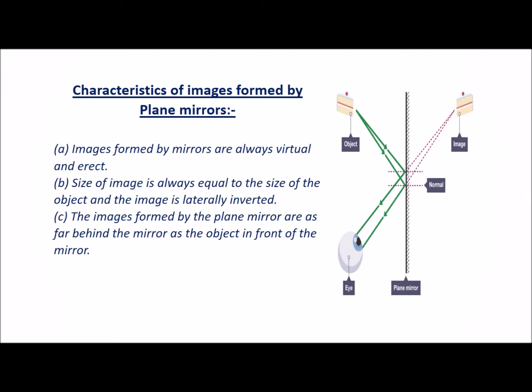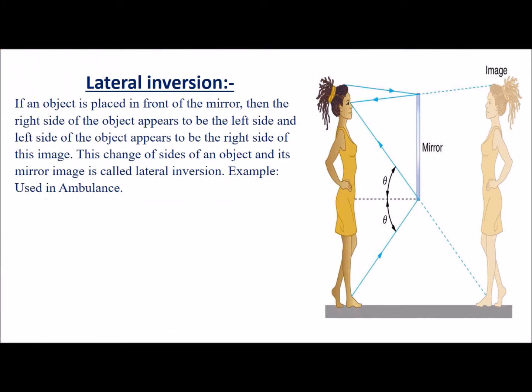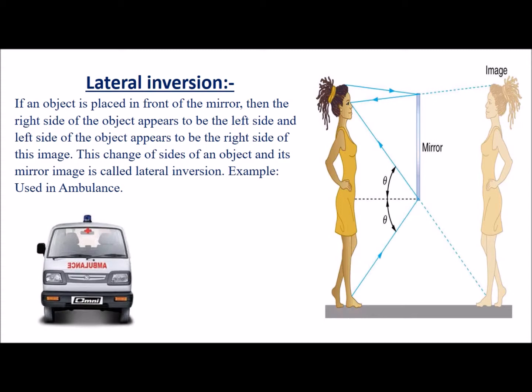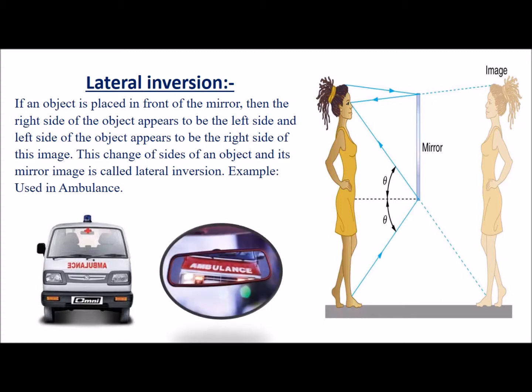Lateral inversion. If an object is placed in front of the mirror, then the right side of the object appears to be the left side, and the left side of the object appears to be the right side of its image. This change of sides of an object and its mirror image is called lateral inversion. Example, used in ambulance.